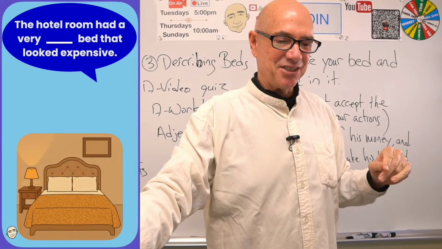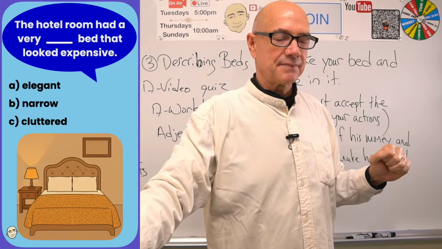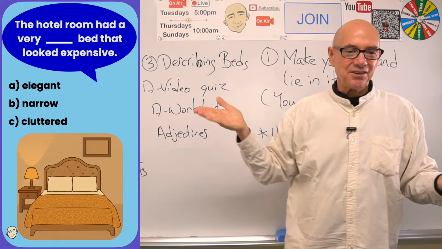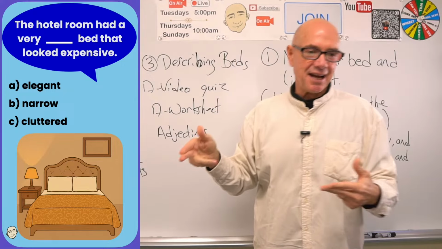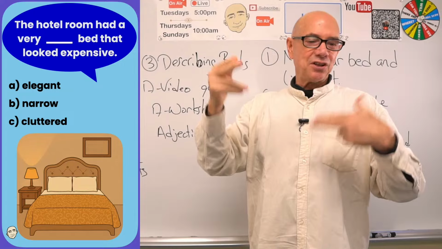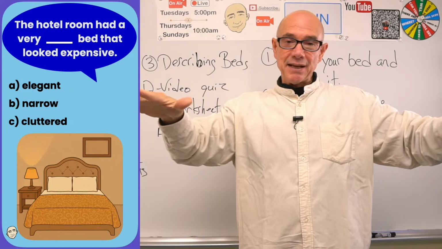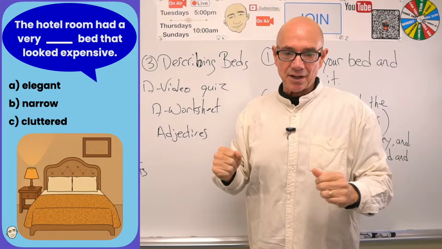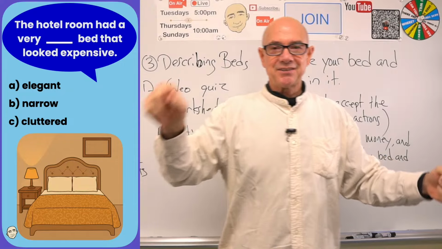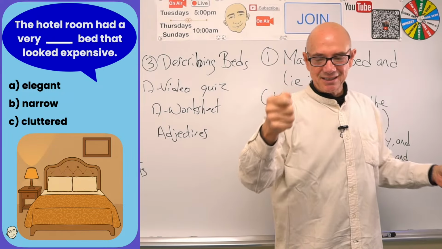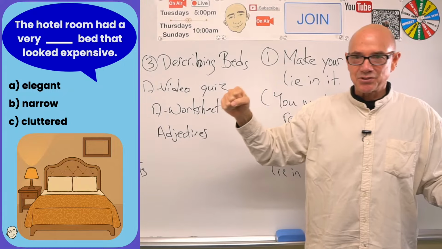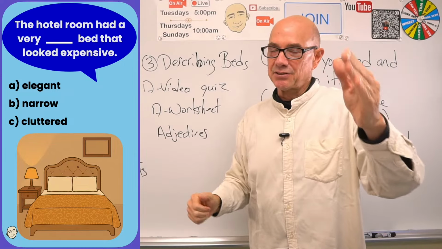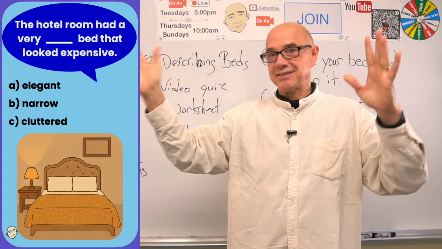Okay, let's have a look at the three choices. Now we have elegant, narrow, cluttered. Maybe an expensive hotel is not going to have a narrow bed, or a cluttered bed. You walk into the room and the bed's going to be made neatly. Everything's going to be clean and organized well. They give you the key card, you slip in the key card, you open the door. This is the first time you're seeing your room, and your first impression is, wow, this is a nice room.